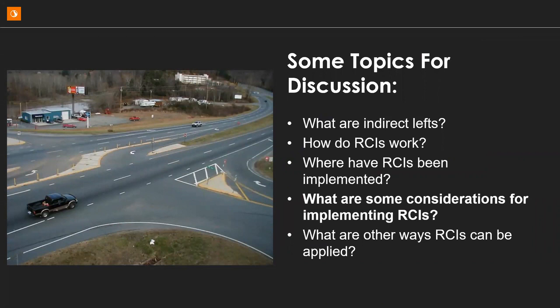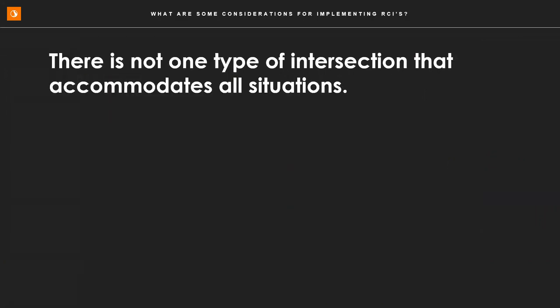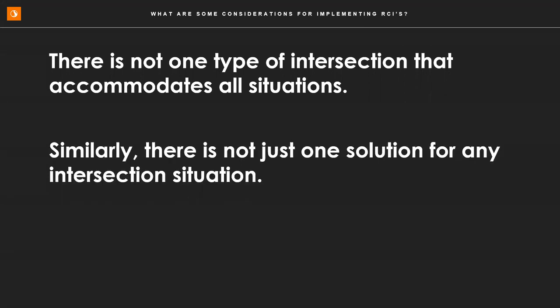So what are some considerations when implementing RCIs? There's not one type of intersection that accommodates all situations. I'm glad that there isn't, otherwise my job would be boring. Similarly, there's not just one solution for any intersection situation. I say that with a grain of salt because there are other factors to consider. Generally, available space and funding are two of the biggest factors.